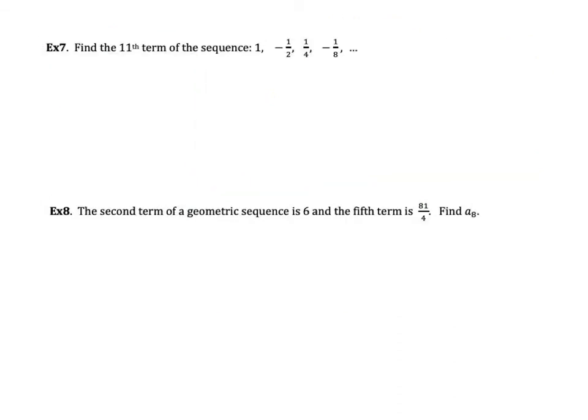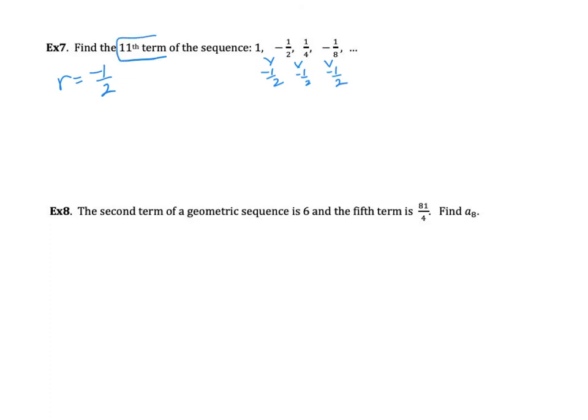Find the 11th term in this example here. It says find the 11th term of the sequence 1, -1/2, positive 1/4, -1/8. Well, whenever your signs are alternating, that means you are multiplying or dividing by a negative number. Instead of dividing by -2, we usually show multiplication and just use a fraction. So you're multiplying over and over again by -1/2. So my common ratio is -1/2.